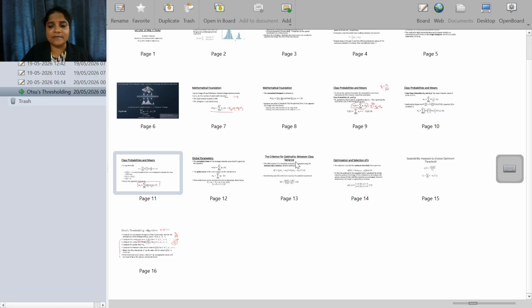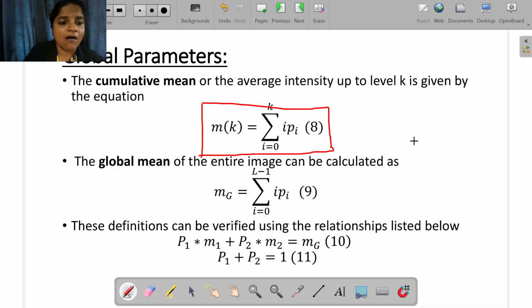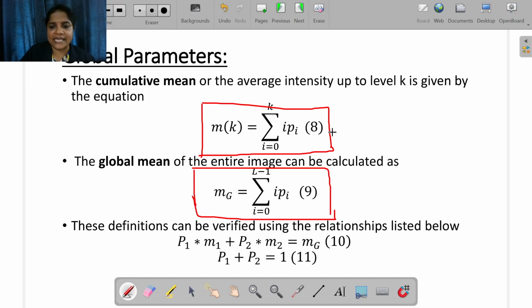Then how do you calculate the global mean? M of g is going to be equal to summation i is equal to 0 to L minus 1 of i into P of i. This is the formula for calculating the global mean. So we have to calculate all these the cumulative mean, and this is the formula for calculating the global mean. Okay. So M of k, equation 8 calculates cumulative mean and equation 9 calculates global mean. So we are going to use these formula to calculate the next step.